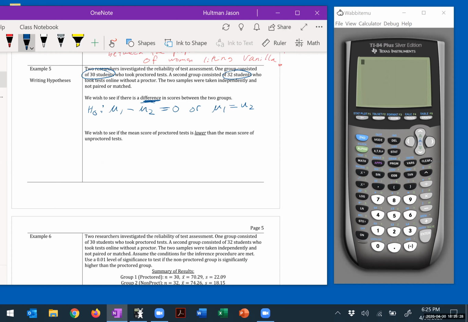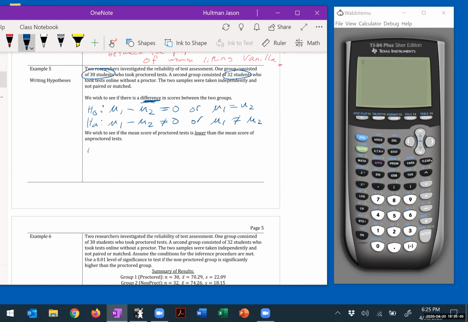What would be the alternative? Well, that would be that there was a difference. Mu1 minus mu2 is not equal to 0, or if I toss the mu2 to the other side, mu1 is not equal to mu2. That would be my alternative.